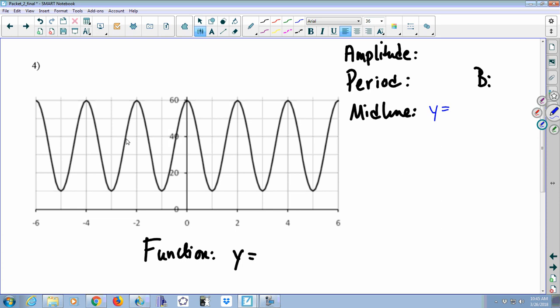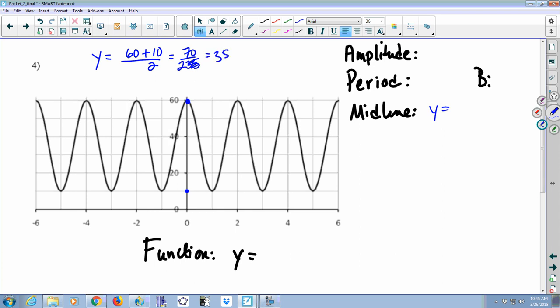So we're just going to try to be nice and easy here. We're going to say our high point is 60. Our low point is what? 10. So to get my midline, I'm halfway, so that's the average between my high and my low. So my midline is going to be at 35.